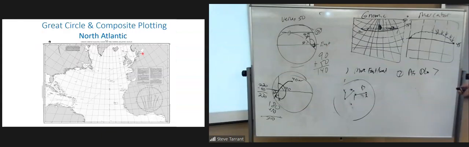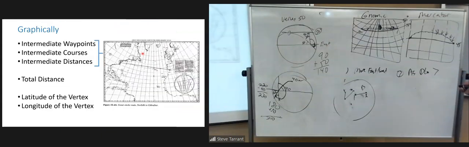Okay, so I drew this on the board already. There's your great circle. There's your intermediary points. You get those intermediate points, you plot them on a Mercator, and you calculate those distances. One of the things we're always interested in is the latitude and the longitude of the vertex.